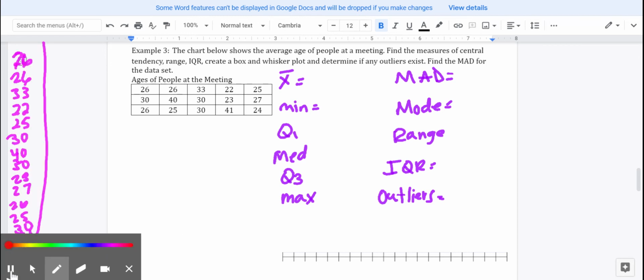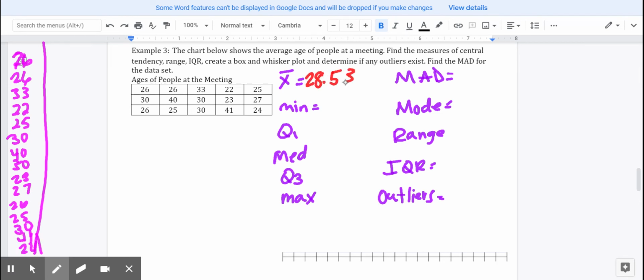So now that you put this in your calculator, hopefully you found that the mean is 28.53, my minimum 22, Q1 was 25, my median 26, my Q3 30, and my maximum 41. Now we can't find the MAD yet, we're going to have to use our table, so we're going to skip it for now.